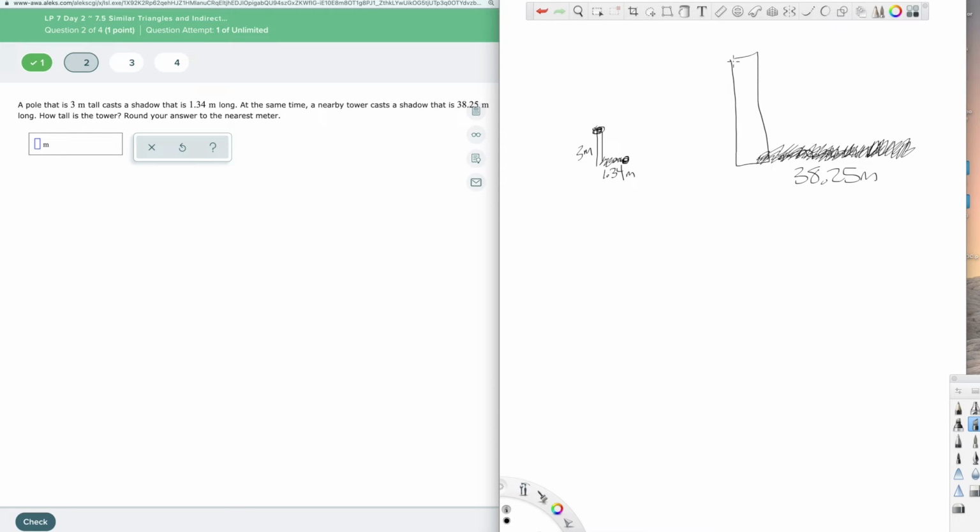So there's my tower. Kind of a weird tower, I know, but there it is. I'm not really sure what it's supposed to look like. It's just a tall building. We don't know how tall this tower is. It says, how tall is the tower? So I'm just going to say T for tall. And it wants us to round our answer to the nearest meter. So we're going to round it off when we get it.